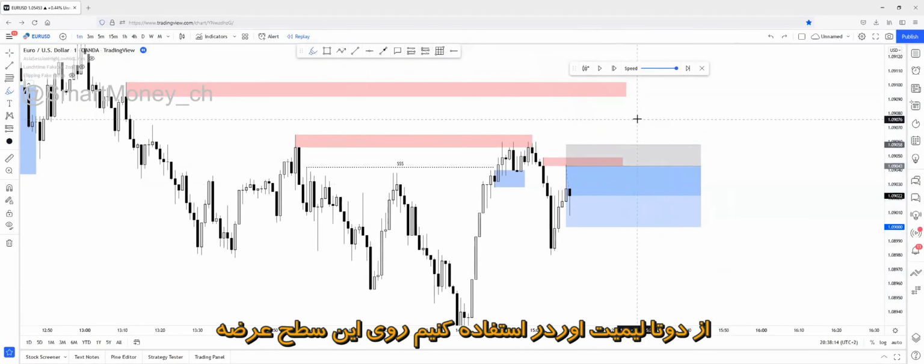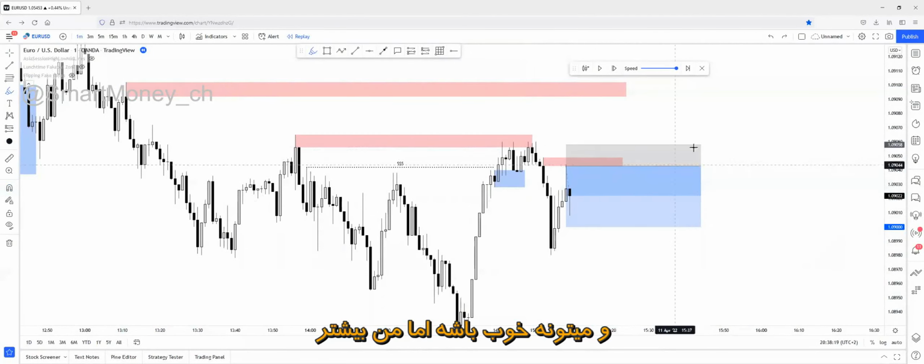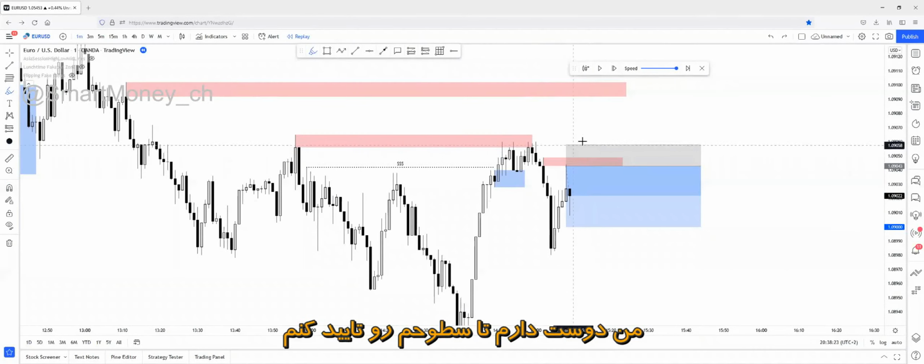Basically, I could simply use a double limit order on this supply zone up here and this supply zone up here. And that could be fine too. But I like to confirm my entries. I like to confirm my POIs.